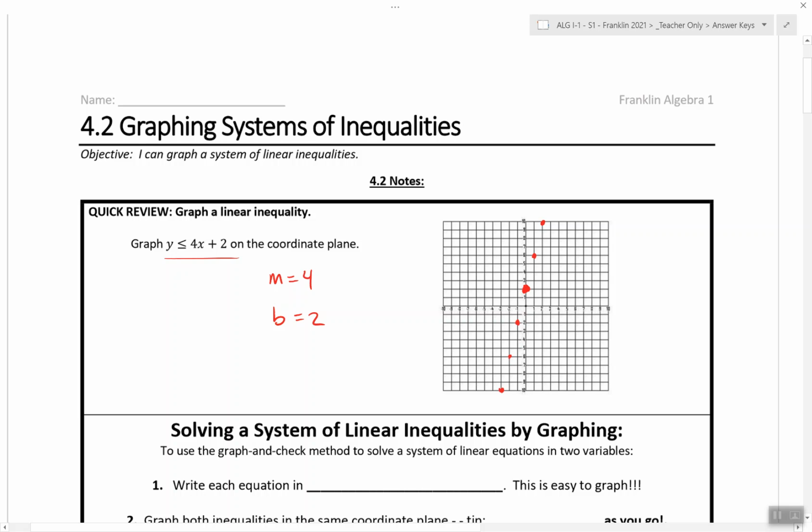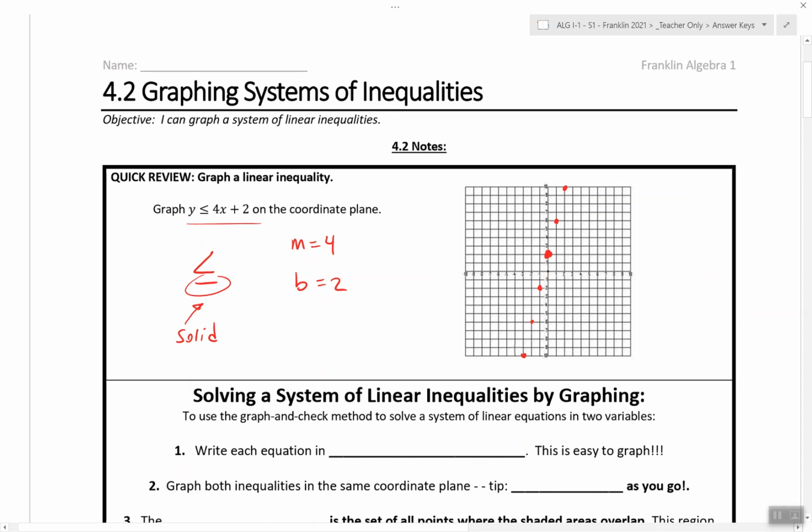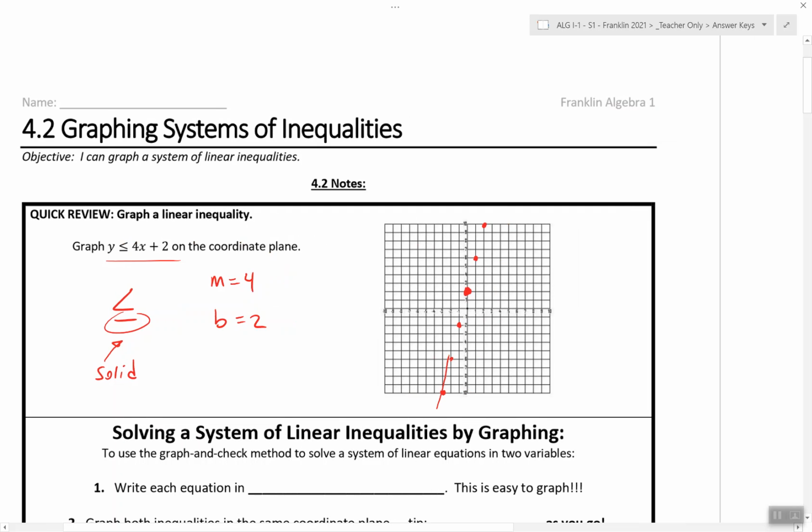And then we're going to use a solid line because we have the equal to bar here. So remember the symbols. This is going to give us a solid line. So we're going to use a solid line here, just like this.